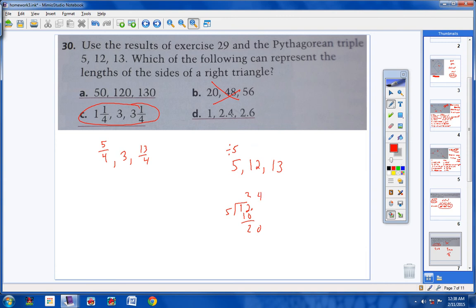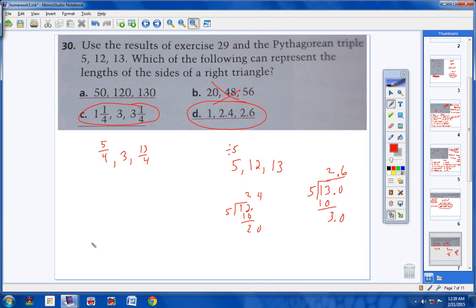Yes, you get 2.4. Now let's take 13 divided by 5, see if we get 2.6. And trust me, you will. 5 goes into 13 2 times. 2 times 5 is 10. Subtract, put a decimal, bring down a 0, and you get 2.6. So 5 divided by 5 is 1. 12 divided by 5 is 2.4. 13 divided by 5 is 2.6. So yes, this is a Pythagorean triple.